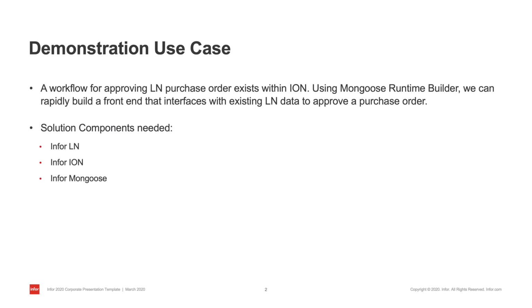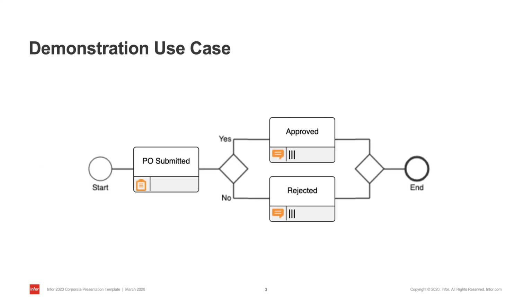We have data from LN and want to set up an approval process with that data to a group of users. Utilizing an ION workflow, we can create a form that will allow the user to submit purchase orders, assign them to a user, as well as the ability to approve or reject that purchase order.